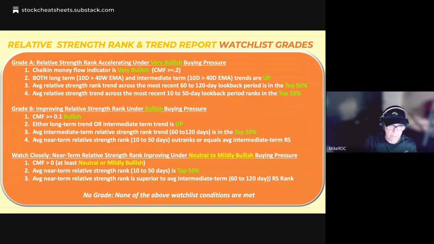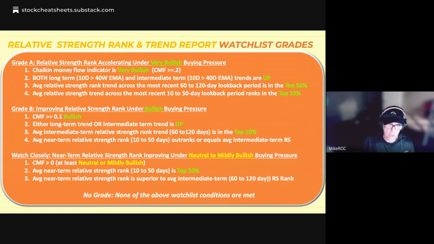We need that near-term relative strength to outrank the sweet spot relative strength, because we need to see that relative strength is continuing to improve and that we're not just looking at a stock that's already seen its best days for this cycle and is fading. And then the average intermediate term relative strength, that 60 to 120-day sweet spot period, still has to make it into the top 50%. So looser, but still pretty high standards, rewarding stocks earlier in their cycle.